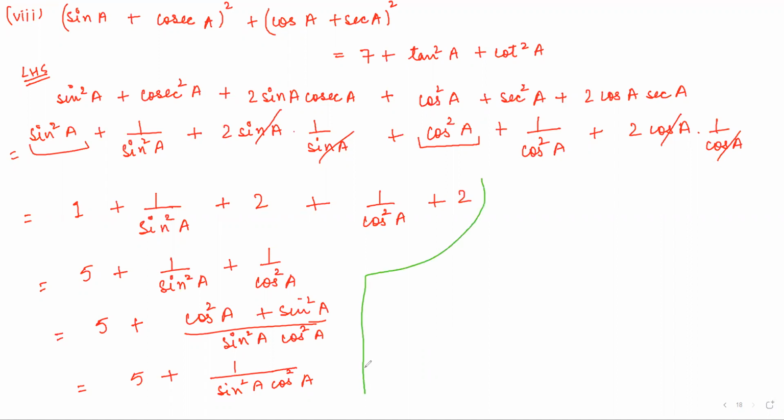Okay. Now I think I should again take LCM, because what will I do now otherwise? So if I take LCM, like sin square A cos square A, right? So basically I got 5 sin square A cos square A and then plus 1, right? Will it solve my purpose?